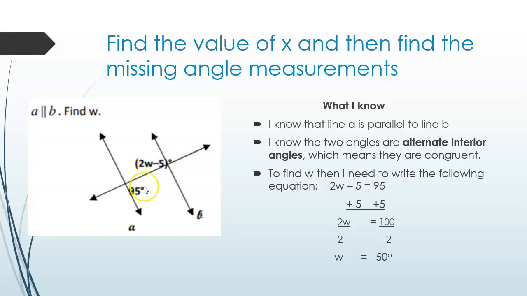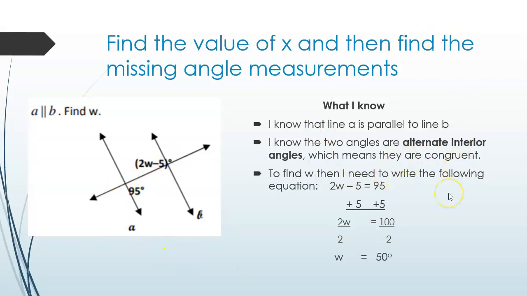In this last one, we know that these are alternate interior angles, so they're congruent. They're the same measure. So you're going to set this up as 2w minus 5 equals 95. Solve that equation. You get a value for w of 50 degrees, which means 2 times 50 is 100, minus 5 is 95. So these are alternate interior angles, both 95. Vertical angle 95, alternate exterior angle 95. These two angles here together are supplementary, so these are 180 minus 95, so this is 85, 85, 85, and 85.